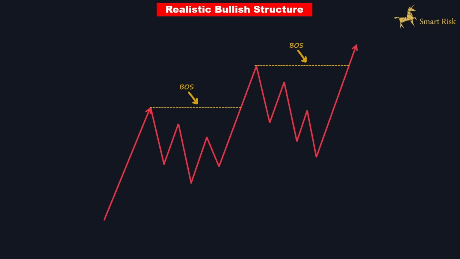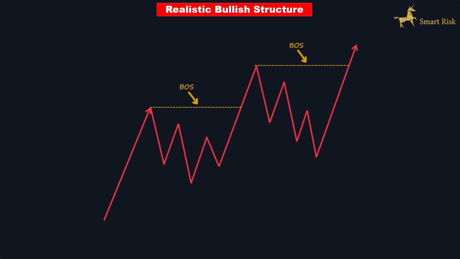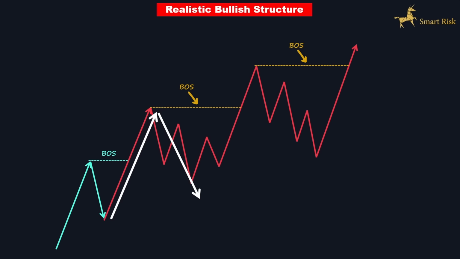Now let's consider a scenario where the price breaks the previous highs to the upside. At this point, a crucial question arises. How do we identify valid major highs and lows? To address this, if we look at the left side of the structure, it is clear that price experienced an upward movement until it started to retrace. The highest point reached by the price before the retracement movement began is considered the major high.